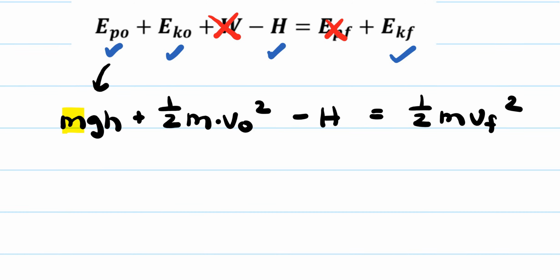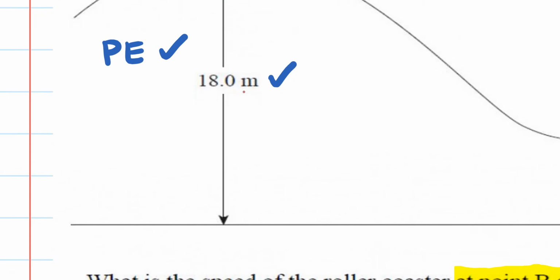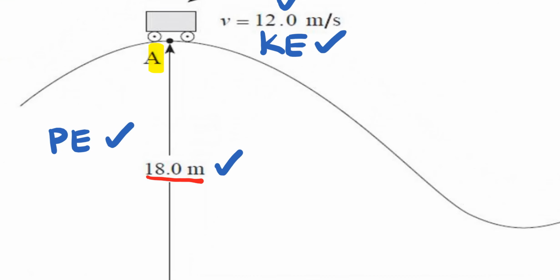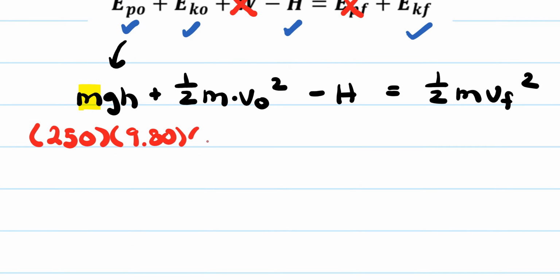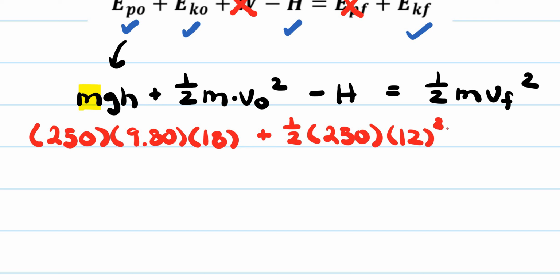The mass of this roller coaster was 250 kilograms. The acceleration due to gravity was 9.80. The height that we're given for this particular problem, as mentioned, was 18 meters, right? And our initial speed was 12. Okay, so this height is going to be 18. And then if I move on to my kinetic energy, I have 1/2 times the mass, which is 250, and the initial speed here was 12, so 12 squared.